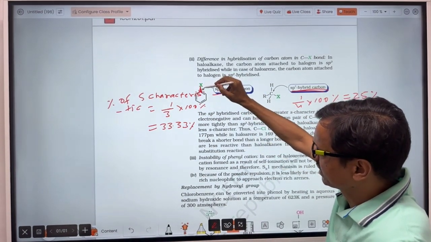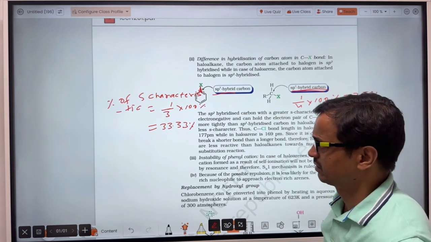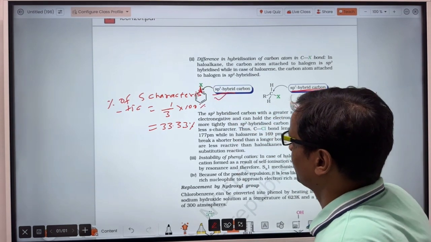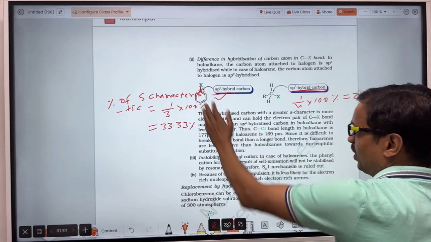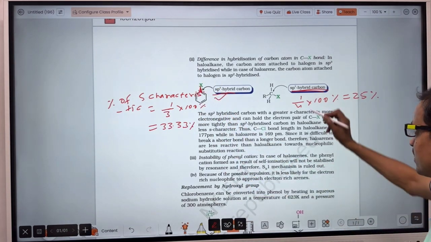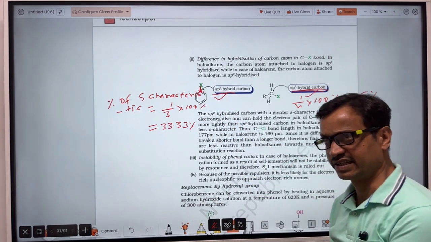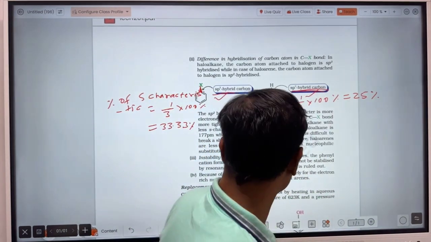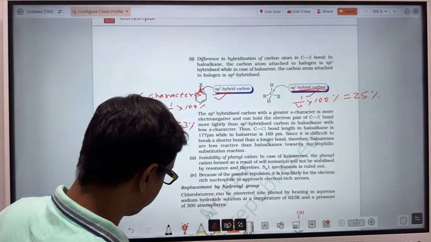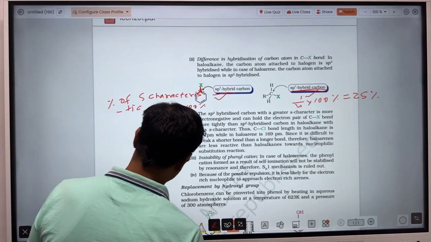That's why this electron will be tightly bonded with the nucleus. So it will be difficult to dissociate the C-X bond. It will be difficult to dissociate the C-X bond in case of haloarene compared to that of haloalkane. If you would like to write, you may write that also, as I am telling. Now the third one is the instability of phenyl carbocation.